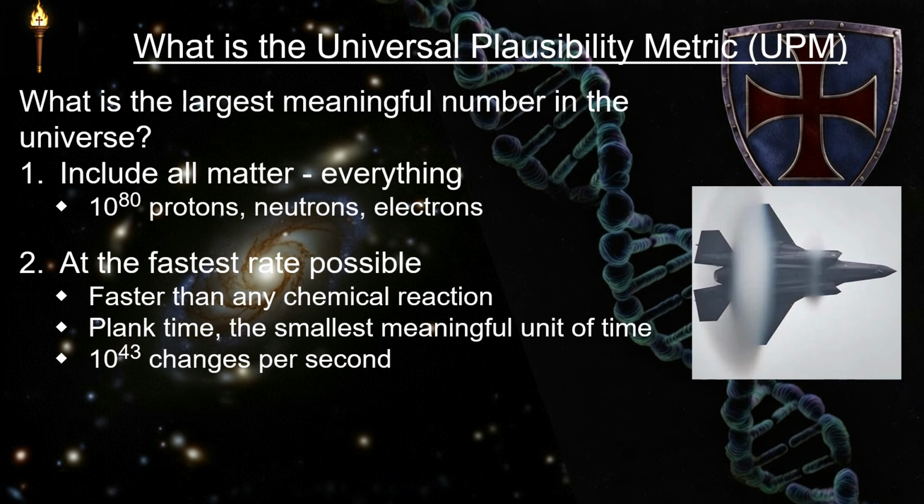What is the fastest rate possible? What is the fastest rate of change? We're going to look at a number that's faster than any chemical reaction, and that is something called Planck time. It's the smallest meaningful unit of time, and that can be 10 to the 43 changes per second.